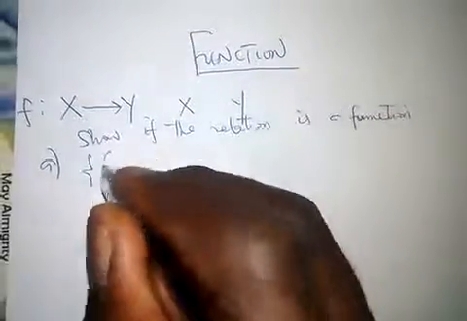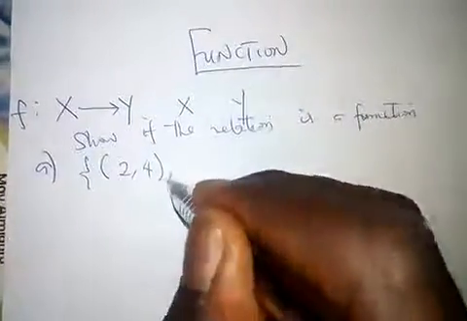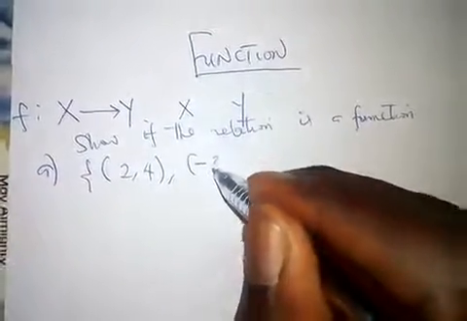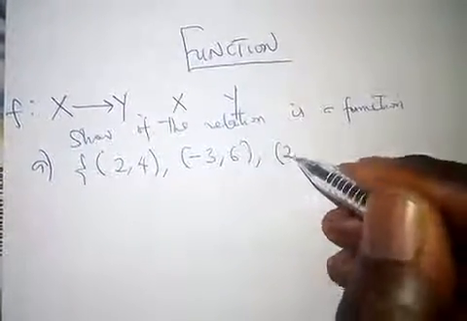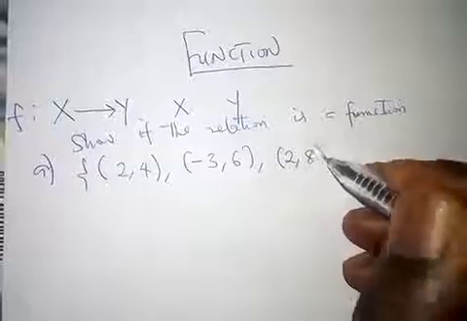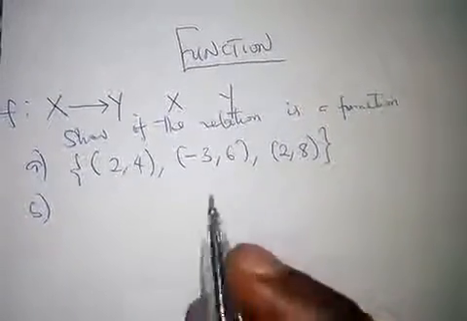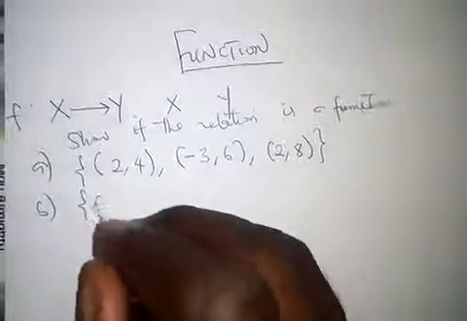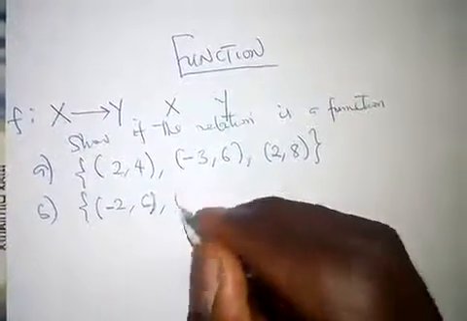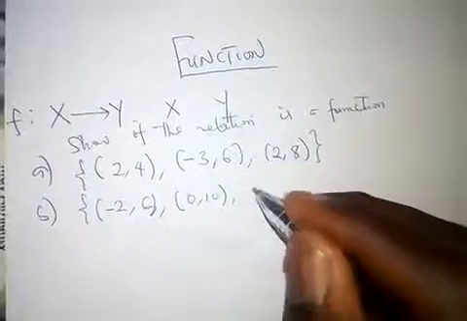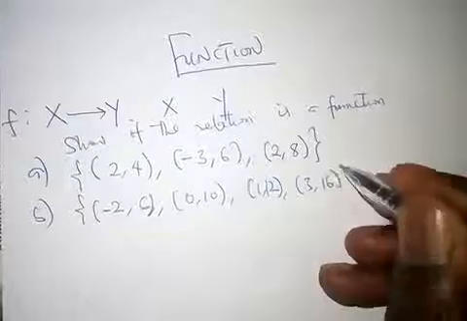We have (2, 4), (-3, 6), (2, 8). And the second one: (-2, 6), (0, 10), (1, 12), (3, 16).